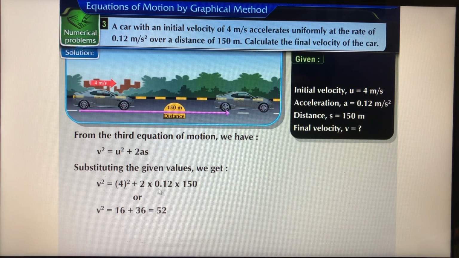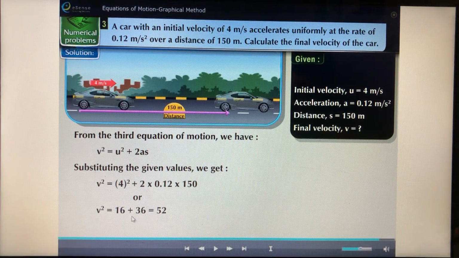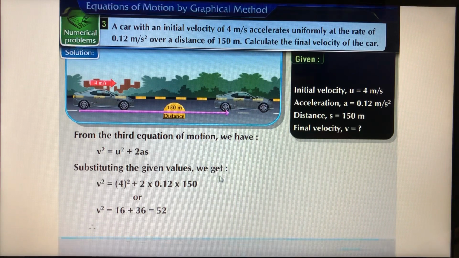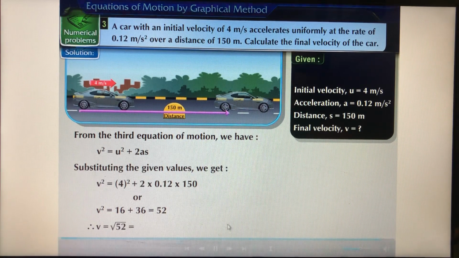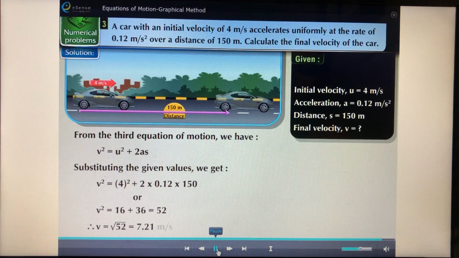150 into 24, and then cut 2 digits, then the answer will be 36. So 36 plus 16 total 52. Actually it is v square. We want v, that is square root of 52. Therefore v is equal to root 52, which is equal to 7.21 meters per second.